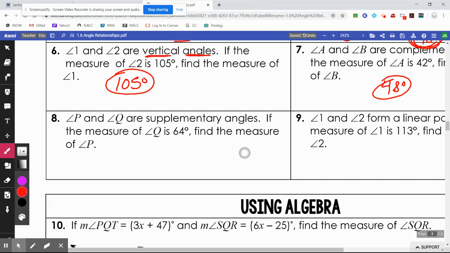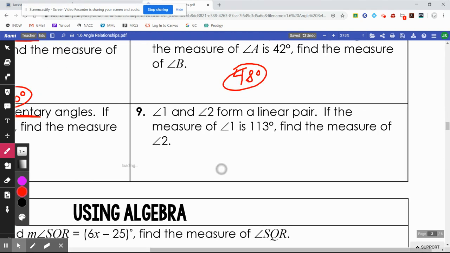P and Q are supplementary angles. If the measure of angle Q, okay, let's go back. Supplementary means that they're going to add up to 180 degrees. If Q is 64, then the measure of angle P, simply subtract that from 180 and you get 116 degrees.